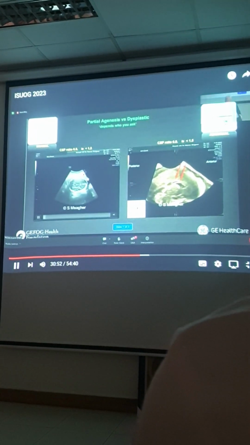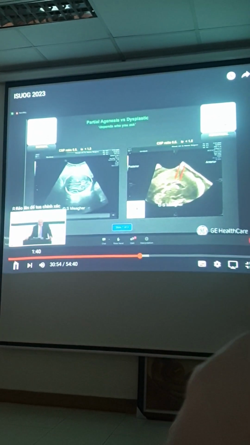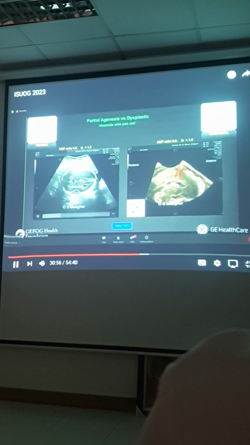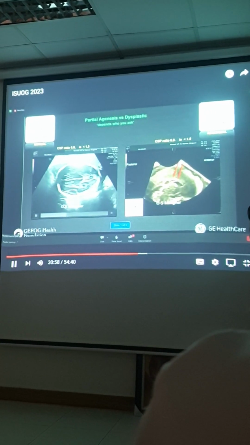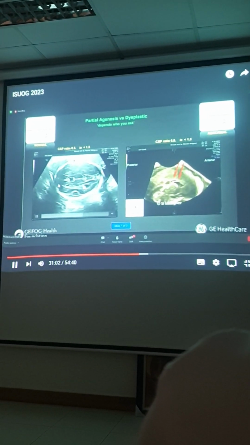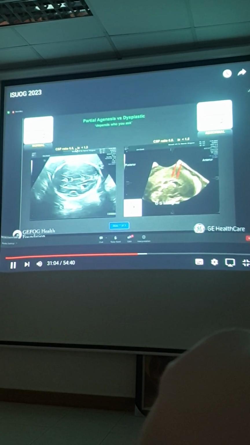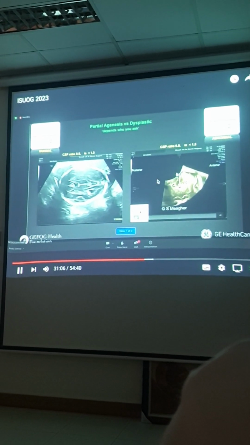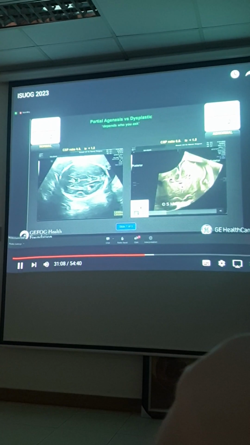What about this one? This is you going to work on Monday morning, and when you look at the CSP in this species, you see that the CSP ratio is less than 1.5. You're suspicious. The baby has partial agenesis of the corpus callosum, there are no other indirect markers. You then want to do sagittal imaging.